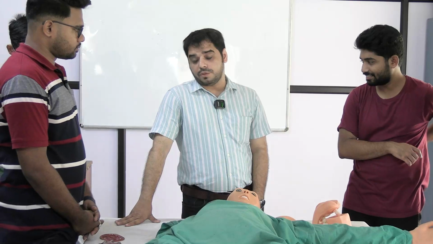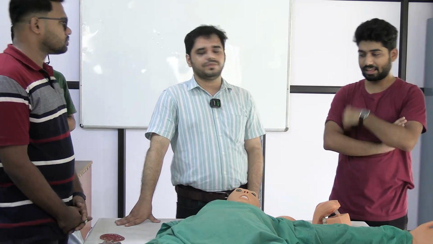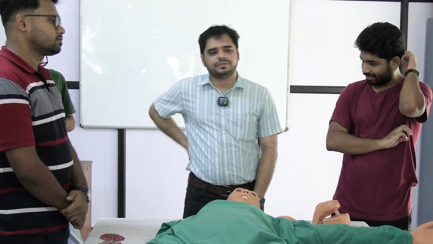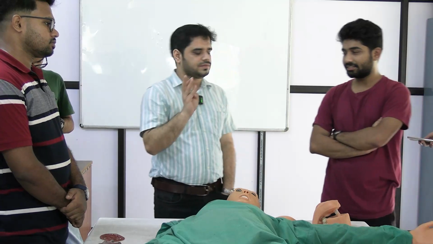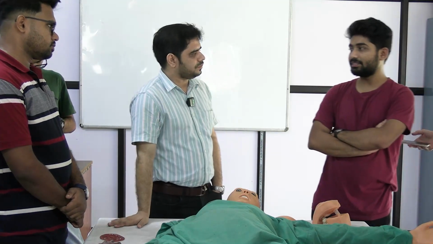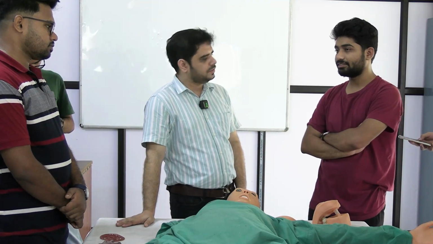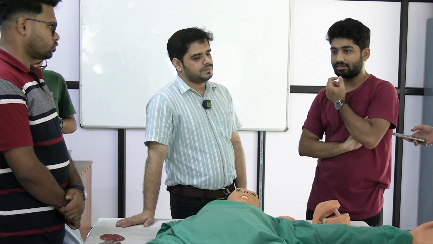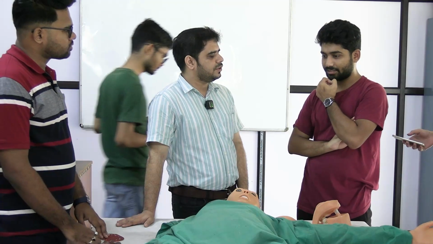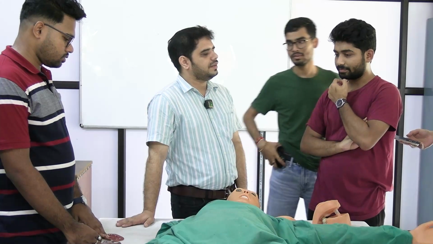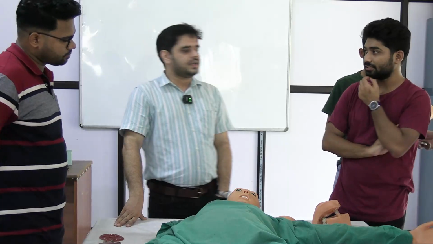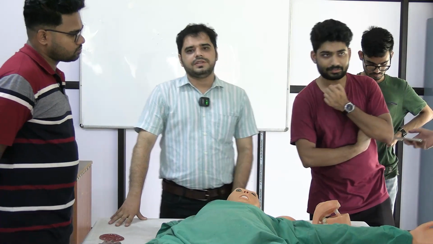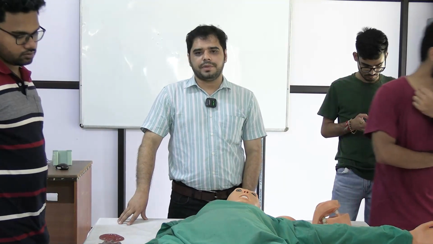Now complications. Complications are Horner syndrome. Do you know Horner syndrome? Good. So what are the signs of Horner syndrome? It's unilateral. Good. Miosis of the pupil, ptosis, congestion, and anhidrosis. Good. These are the complications of the brachial plexus block.